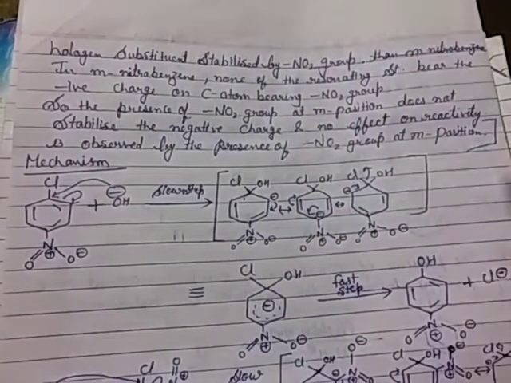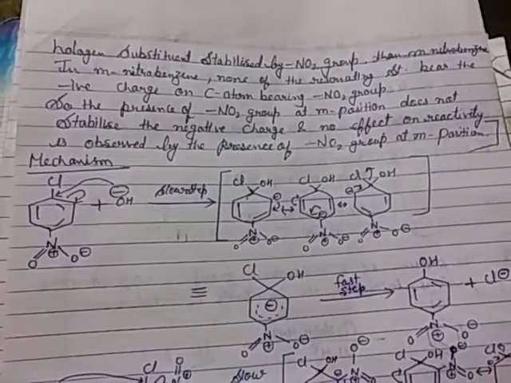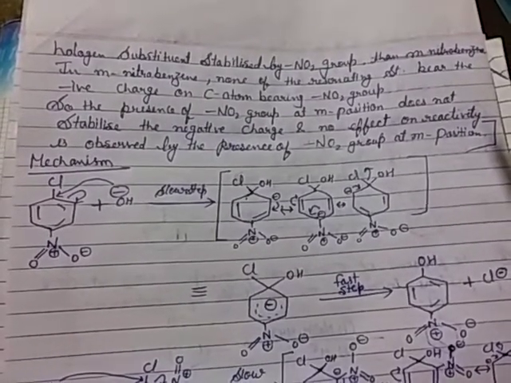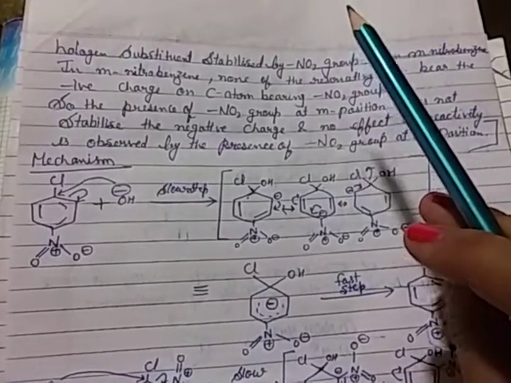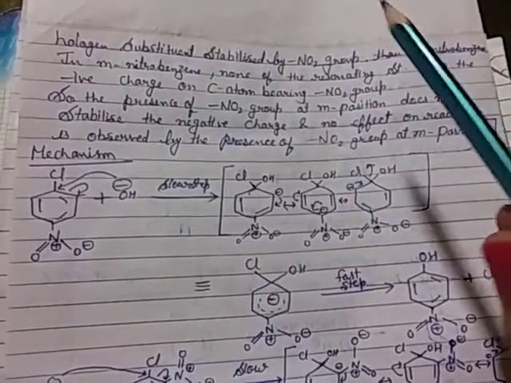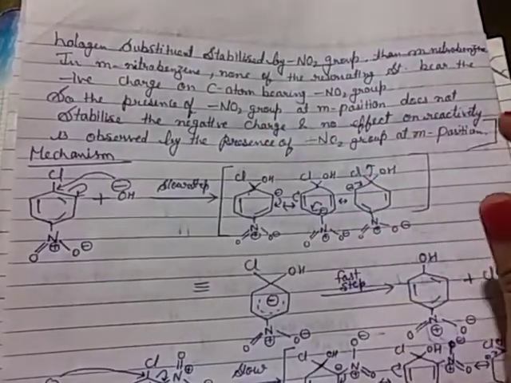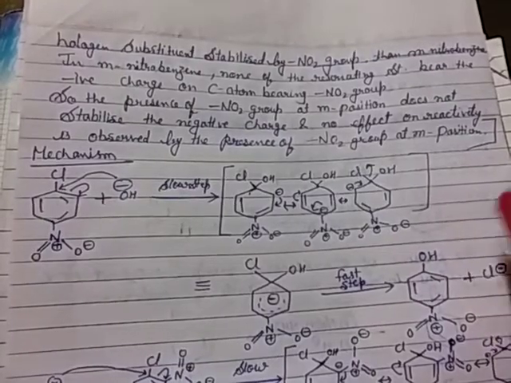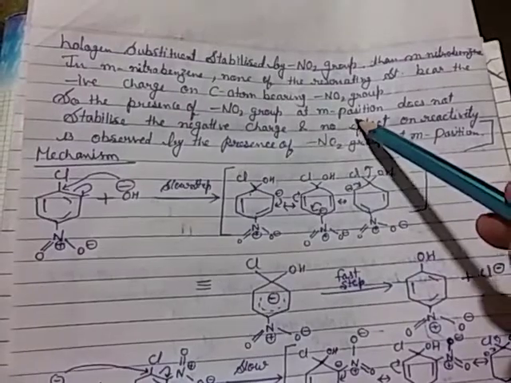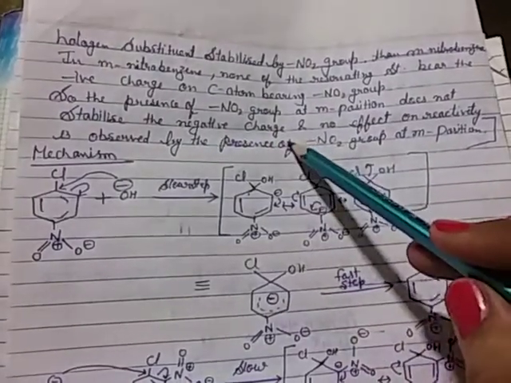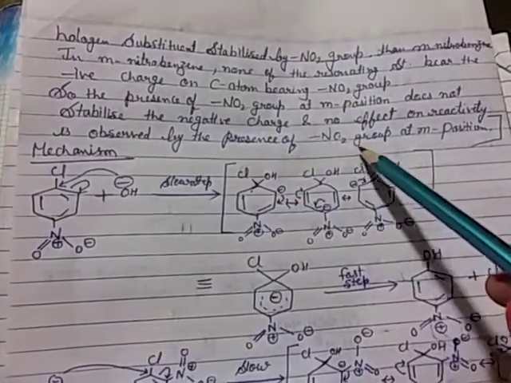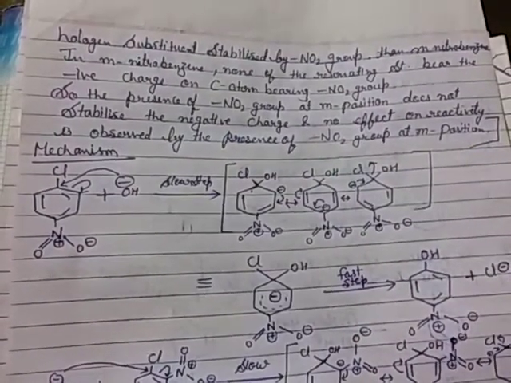That is a simple concept. Due to resonance, negative charge appears at the ortho and para positions, which means electron density increases there. So the nucleophile attacks at ortho and para, and this increases the reactivity. But at the meta position, no electron density increase occurs. So the presence of the NO2 group at the meta position does not stabilize the negative charge, and no effect on reactivity is observed.